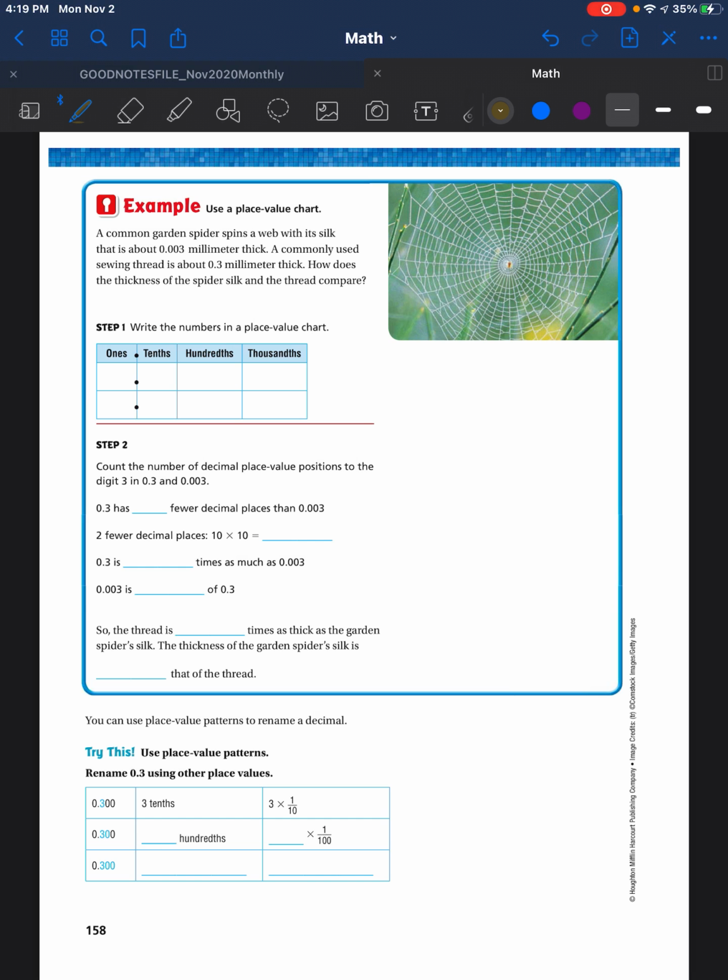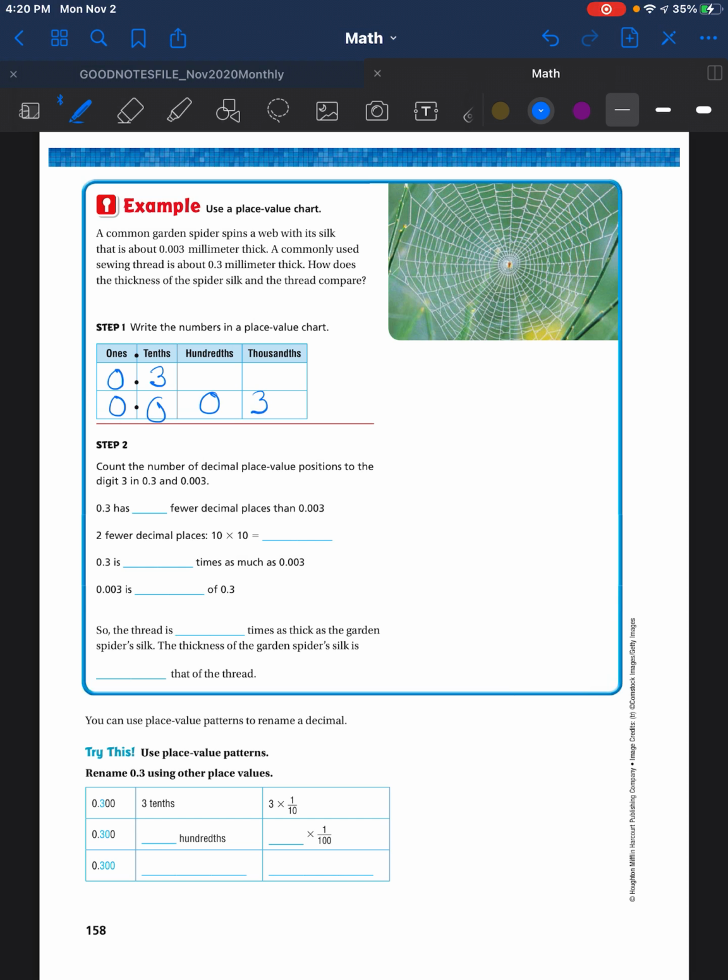So first thing we need to do is says write the numbers in the place value chart. So the first one I'm going to write in is 0.3. And then the next one was 0.003. So number 2 says, count the number of decimal place value positions to the digit 3 in both numbers. So let's see.